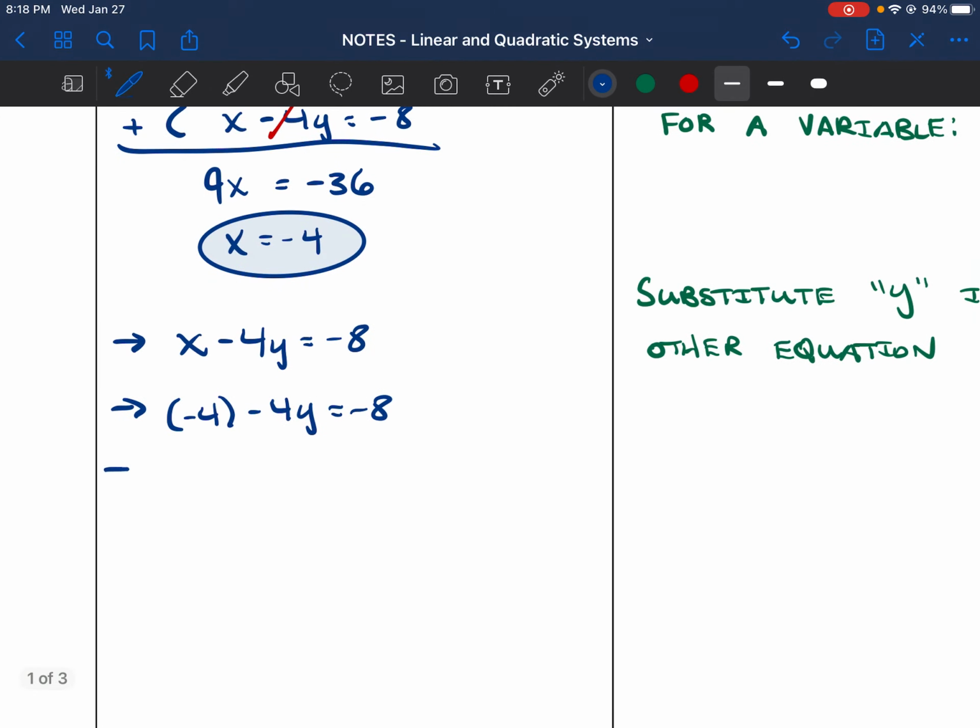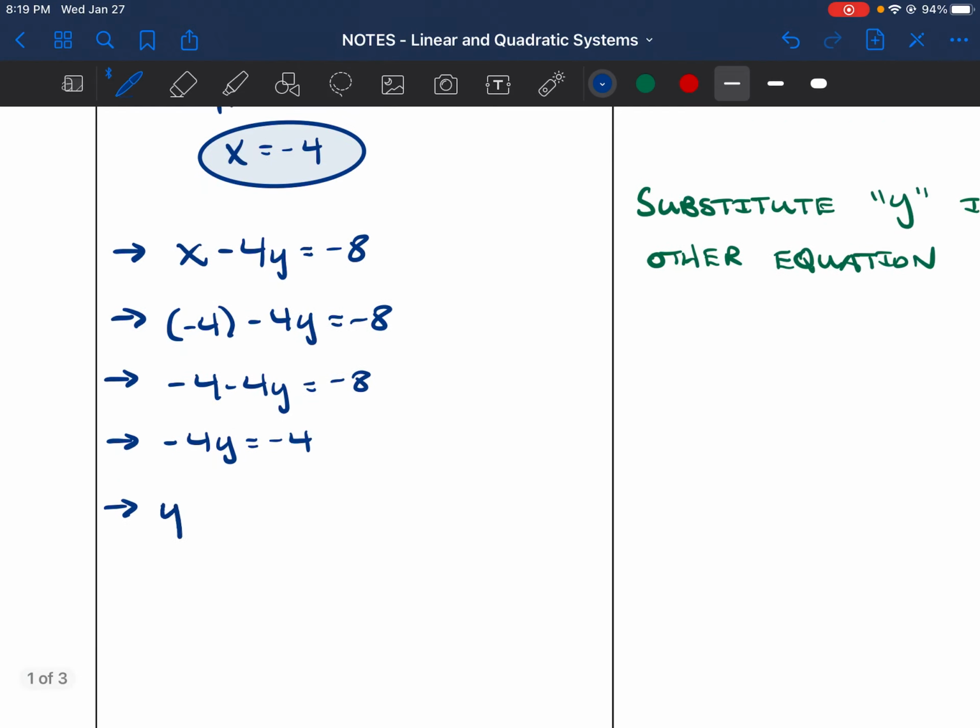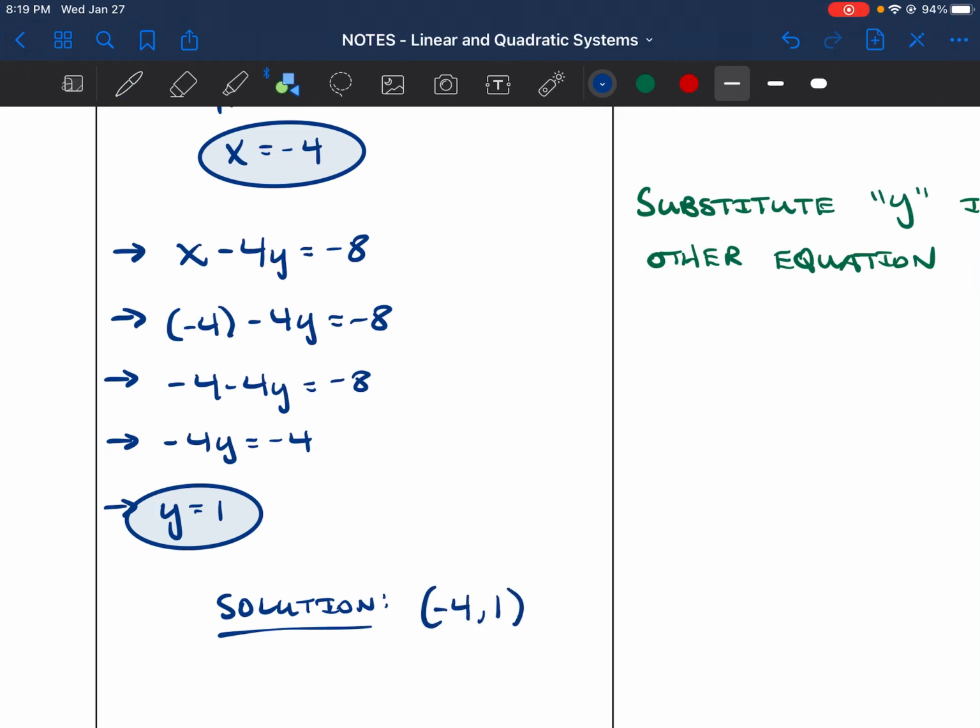And then let's just solve for y. So this is negative 4 minus 4y equals negative 8. Let's go ahead and add 4 to both sides. So we get negative 4y equals negative 4. And then we can see by dividing both sides by negative 4, we get y equals positive 1. And then we're done. We've solved the system because we found the x-coordinate, found the y-coordinate. So the solution is the point negative 4, 1. X going first, obviously, y going second.